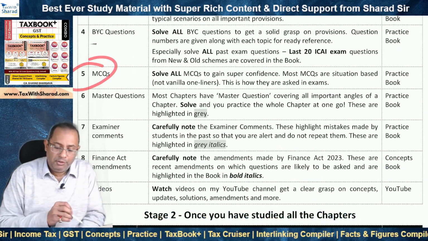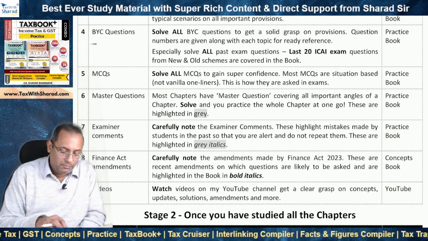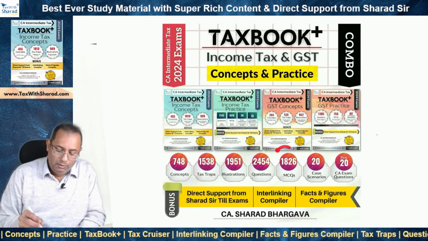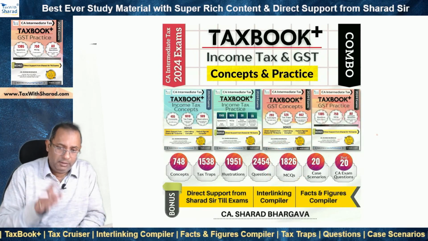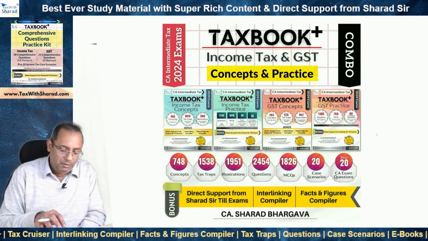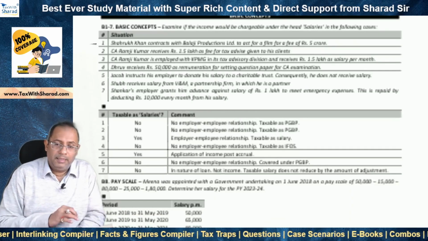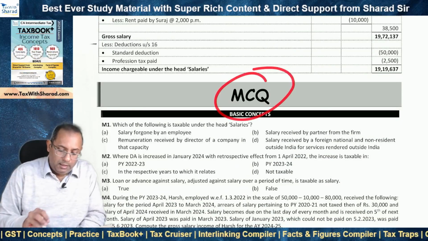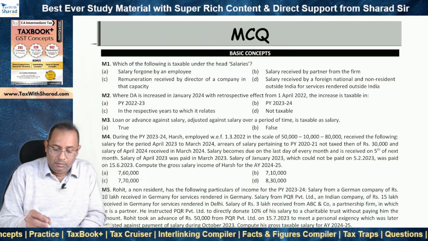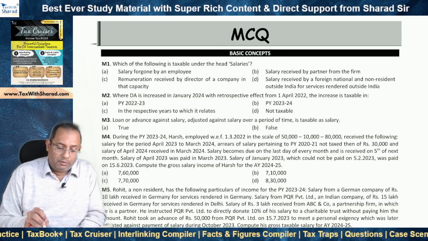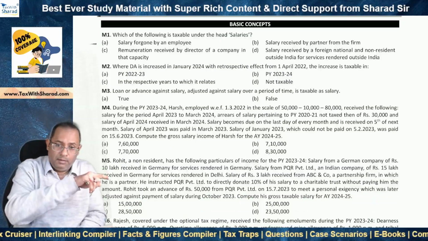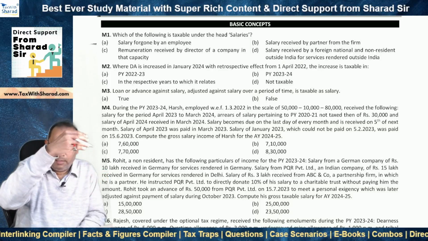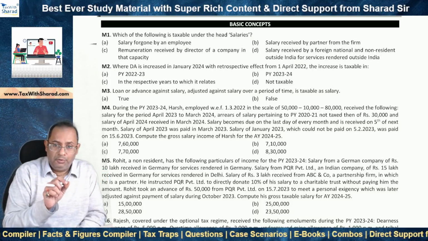Next, number 5, MCQs. As we noted, you have 1,826 MCQs, and most of these, in fact, are situation based, and this is how it's asked in the exams. These MCQs are based on the same themes or topics as you will find in the concepts book. So same sequence: you do the topic in the concepts book, and below the topic you will find the MCQs which need to be solved.